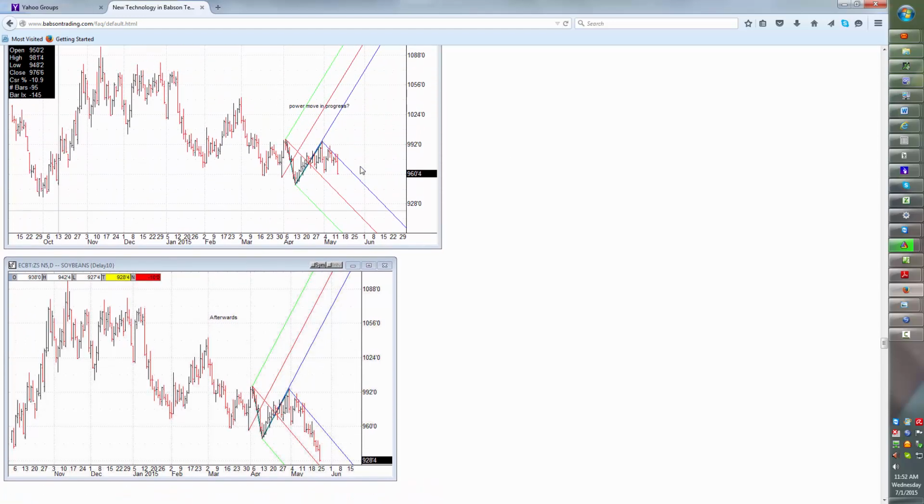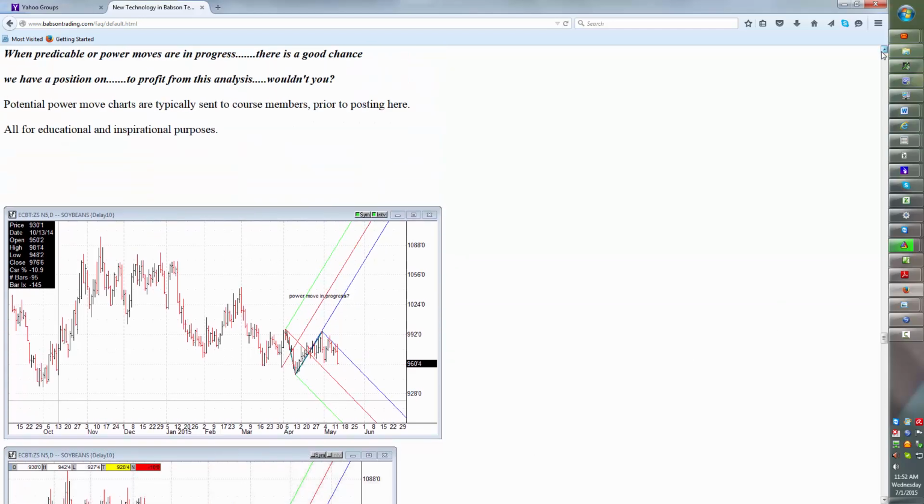And another one here, power move in progress, in the soybeans. This one was not difficult. At this point here, I was in here selling right along in here, and then down she went rather nicely. But once they came down here, we got the heck out, because it just looked to me like it was going to take off in smoke, which it did. But I didn't post that one.